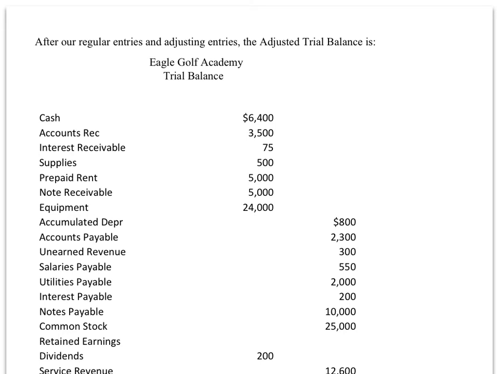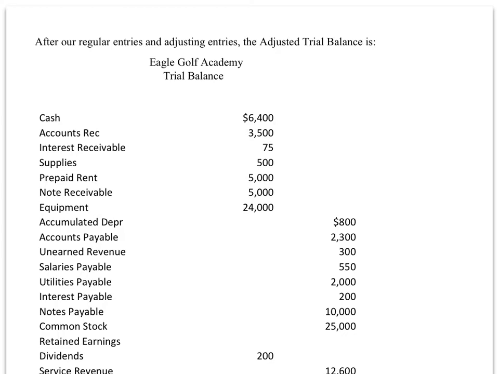If you'll remember from the very first video that we had in Chapter 3, we had this timeline of the accounting cycle. We had external transactions, trial balance, then we have adjusting entries and adjusted trial balance. Well, we went through all the adjusting entries with videos 2 and 3.